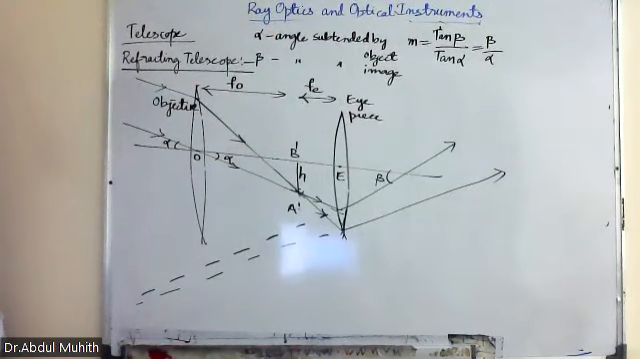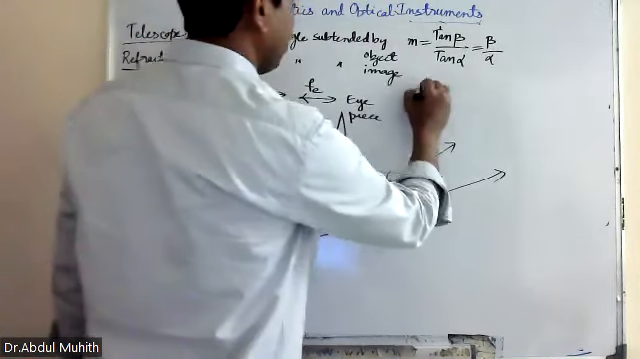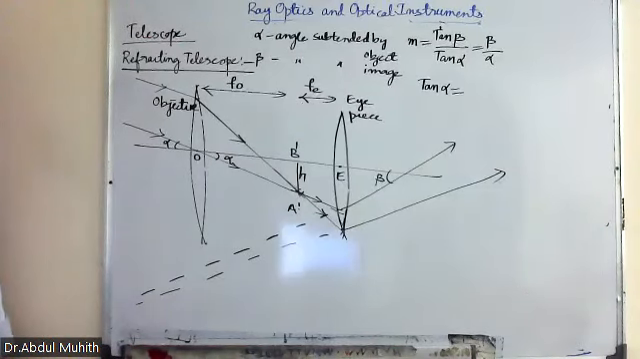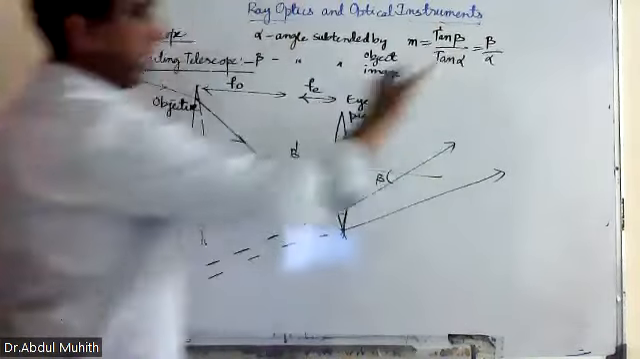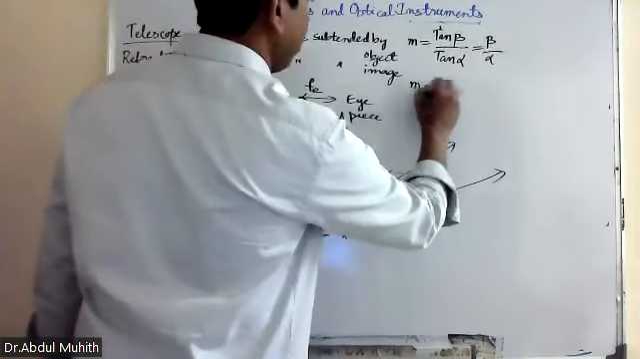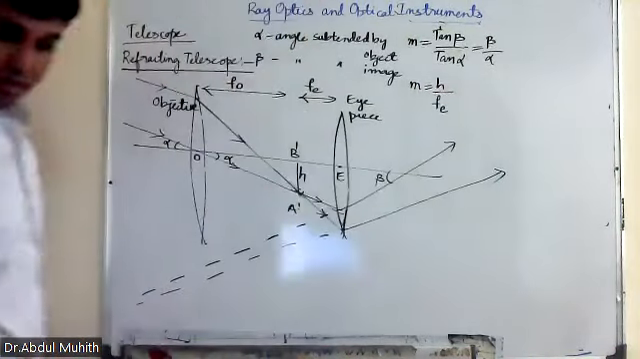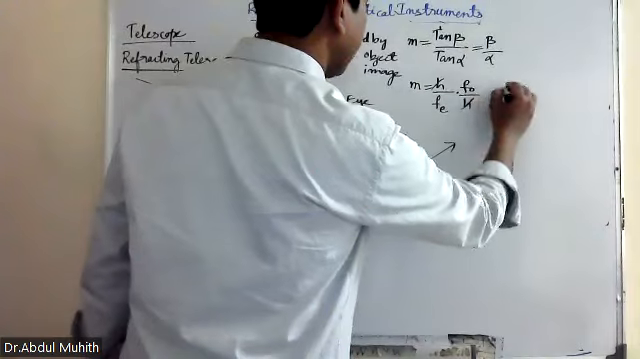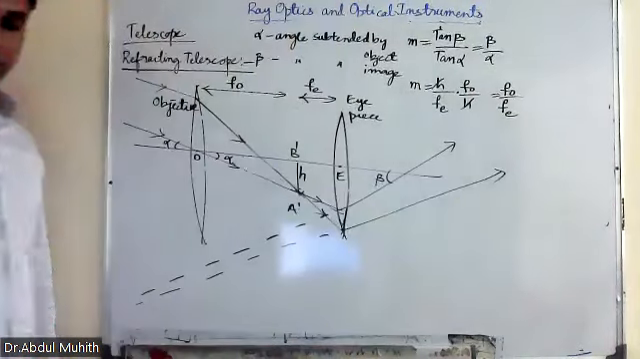So here we have tan beta and tan alpha. I'm not going to write all these things. Instead of wasting steps, directly beta by alpha, which is equal to H by Fe and Fo by H. So m is equal to H by Fe into Fo by H. This and this will go away. The answer is Fo by Fe.